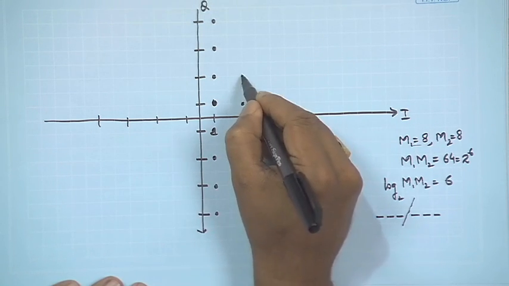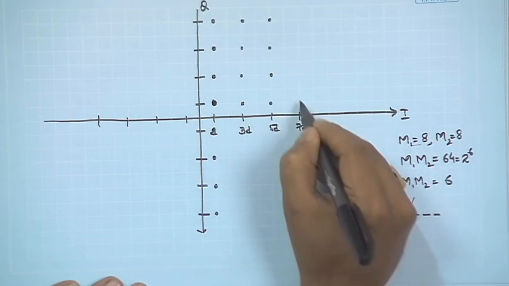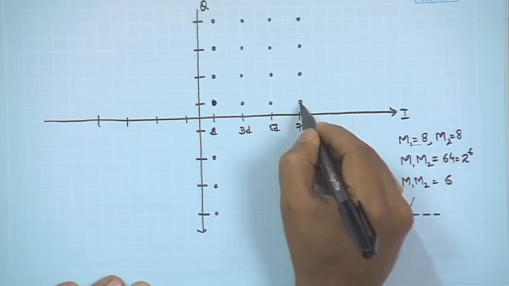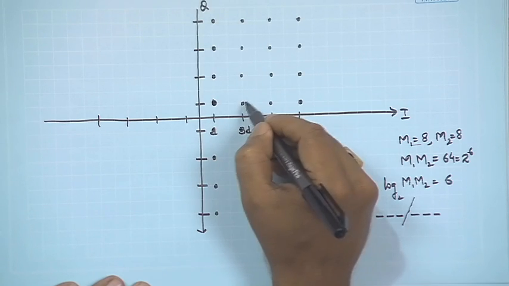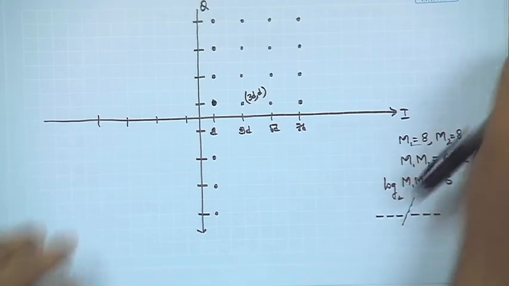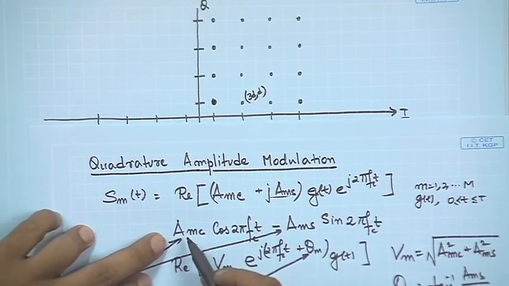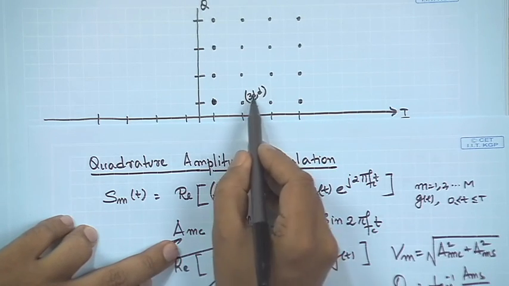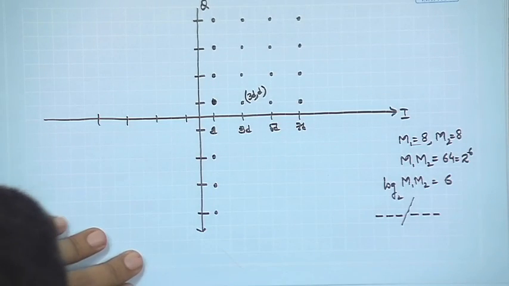Similarly, you could fill up the entire space and form constellations. So, these dots indicate the constellation locations. For example, this particular dot would have the value 3D and D. That means, if we compare with this particular expression, we would find AMC as 3D and AMS as D. So, that is how this particular mapping would happen.